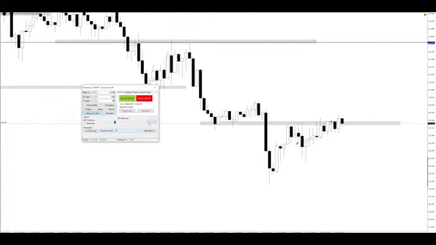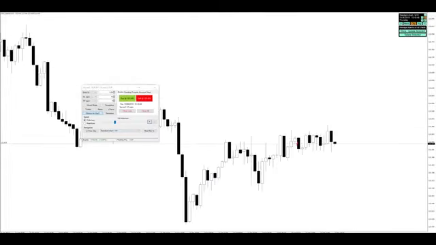So this is going to be another impulse entry as the candle breaks the low of the previous candle. It's coming down. The 15-minute candle is also about to close. There we go. The 15-minute candle has closed bearish.